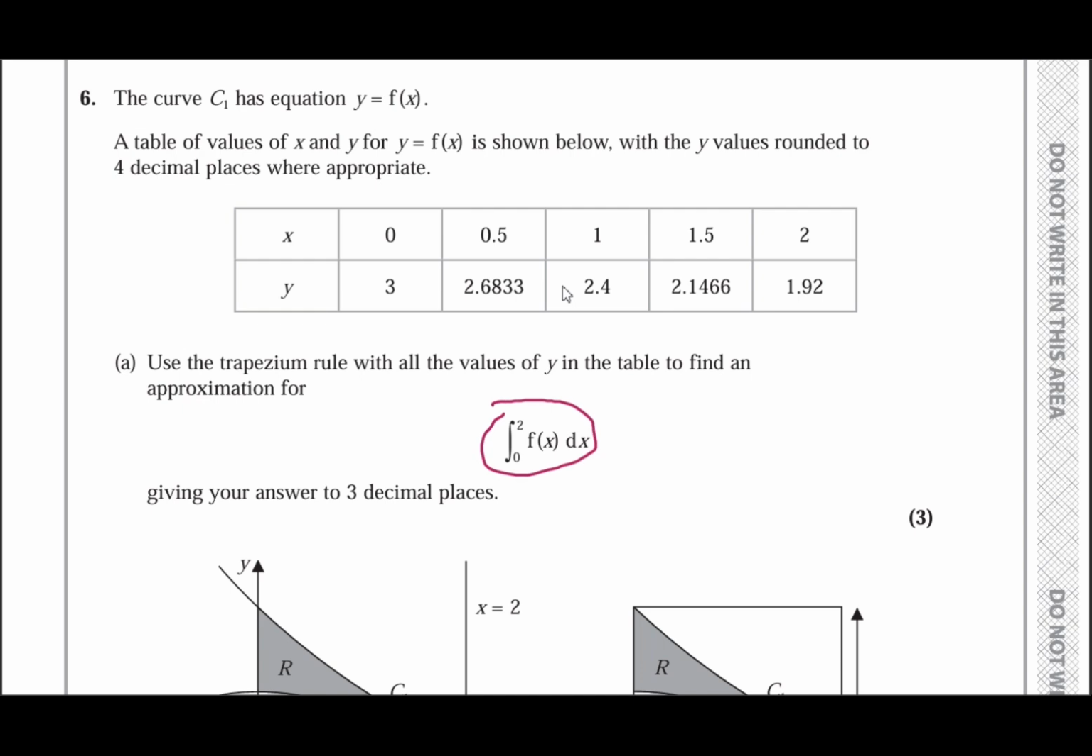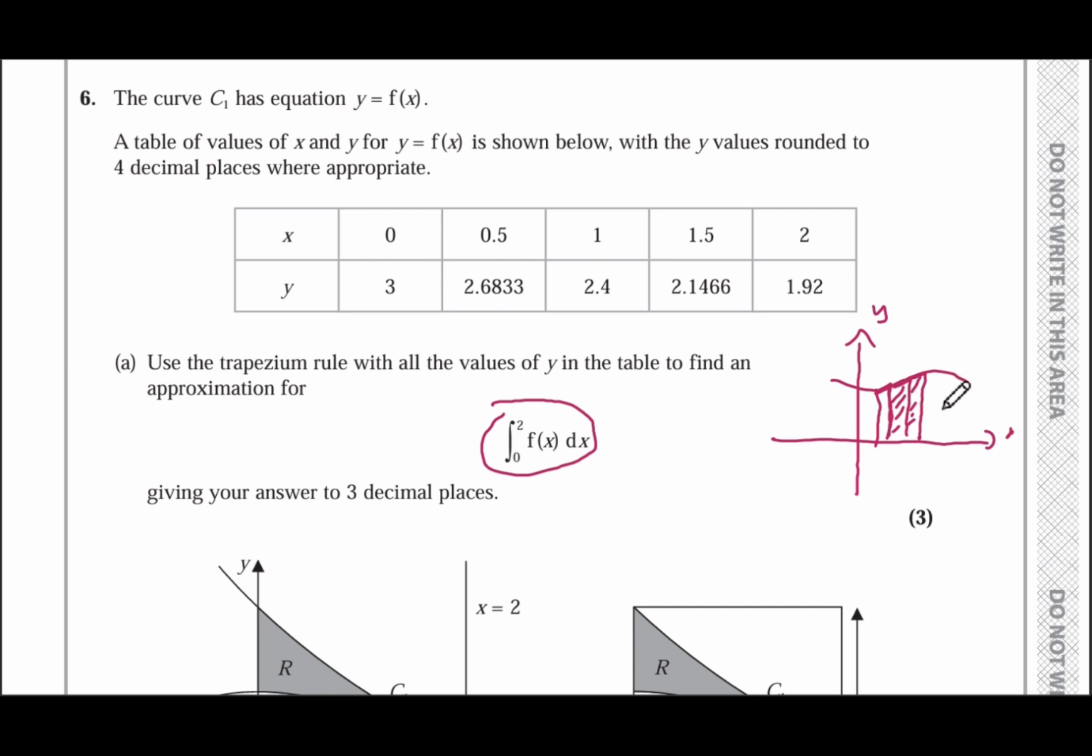Just to give you an idea of what the trapezium rule is, it's simply estimating the area under a curve. Let's say I have this y-axis and this x-axis, and a curve like this. What it means is we are dividing the area under the curve into small strips of trapeziums. These are trapeziums, not rectangles.